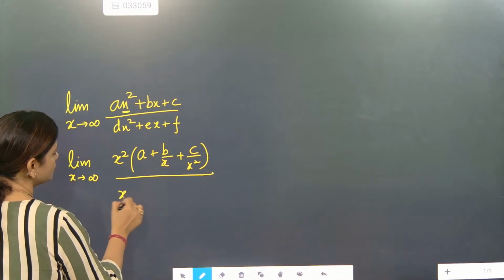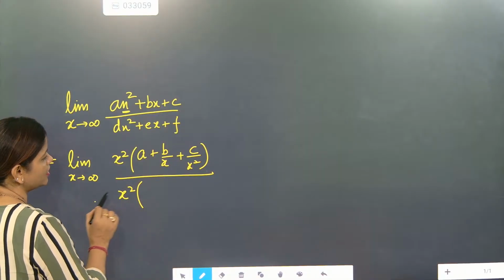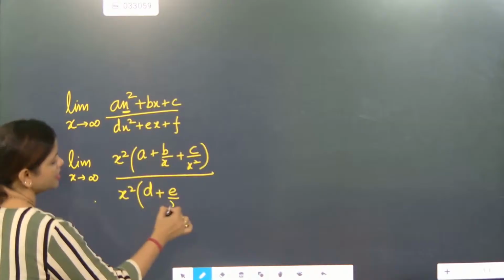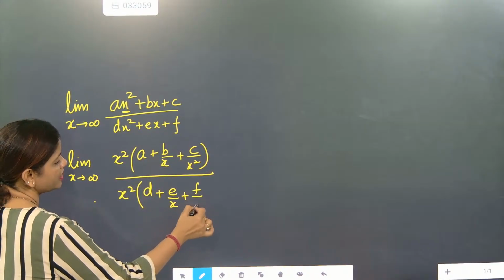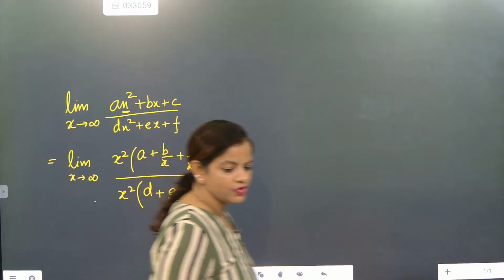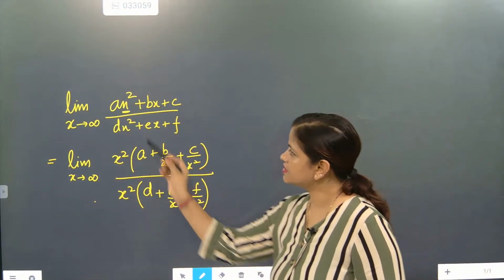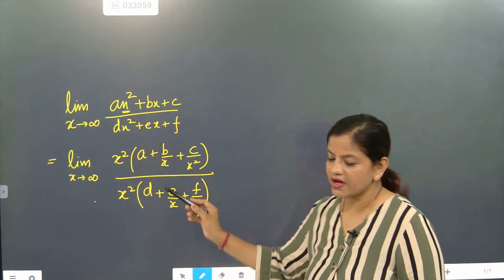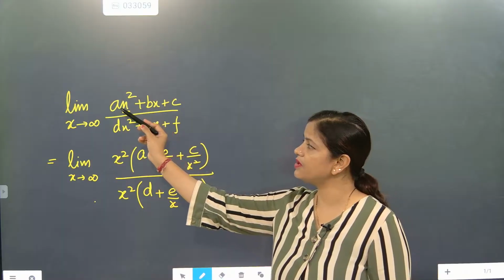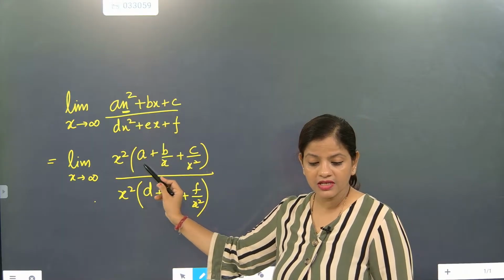Now in the denominator also, the highest degree x square is taken out. If x square is taken out, what is left? D plus e by x plus f by x square. You need to remember this one. So what we did is we divided numerator and denominator by x square. If this part is divided by x square, x square will get cancelled, and what is left is only a.